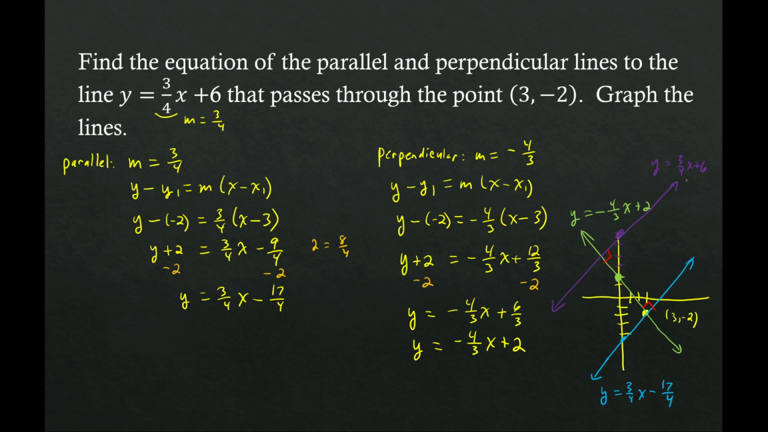Now if we add in the original line, y equals 3/4 x plus 6, the purple line here, you see that it is parallel to the blue line and it's perpendicular to the green, so it's crossing at a right angle to that one. So that is a lesson in lines.